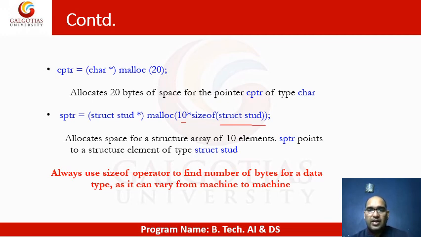The suggestion here is that you do not write the size directly. It is always advised that you use the size of operator. So this is what is written here: always use the size of operator to find the number of bytes of a data type, as it can vary from machine to machine. I have told you many times that the size of a data type can vary from machine to machine and operating system to operating system. So whenever you are allocating memory, it is always advisable to use the size of operator.